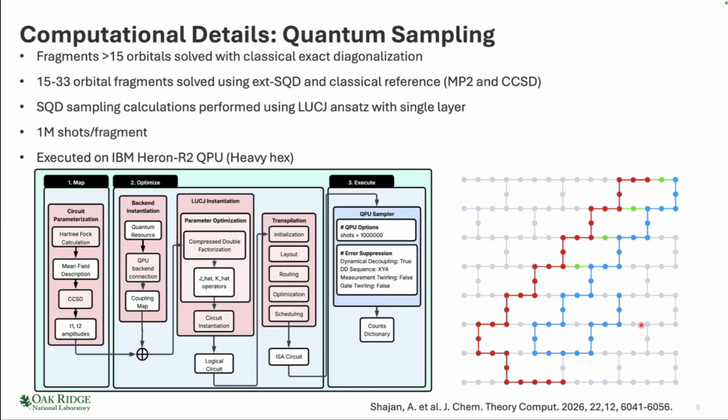So here we have the layout of the spin orbitals. We have the alpha orbitals in red, the spin down or beta electrons in blue, and we have some ancilla qubits that facilitate the interactions between your alpha and your beta spins here. So this is the layout. This will then be hit with a single layer of this local unitary cluster Jastrow ansatz, and then measured in the computational basis to extract configurations.